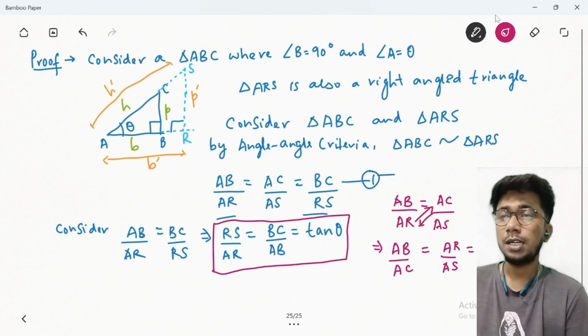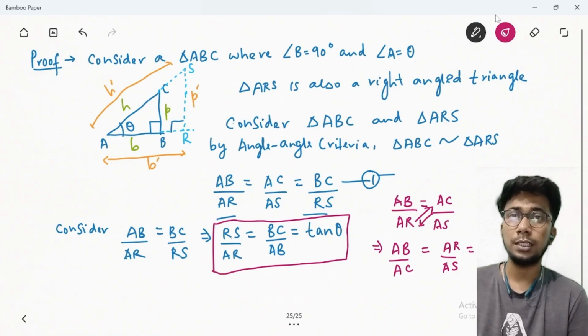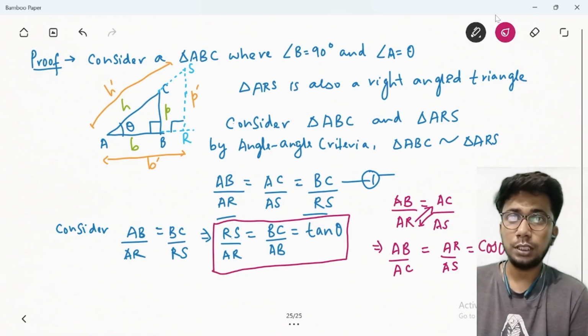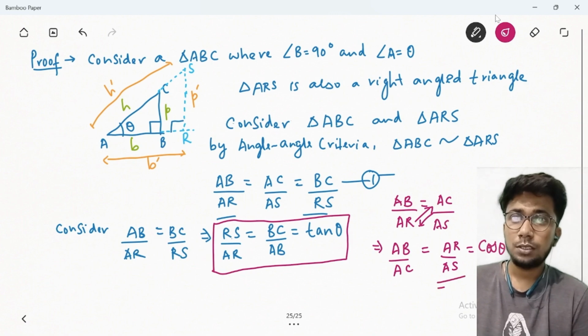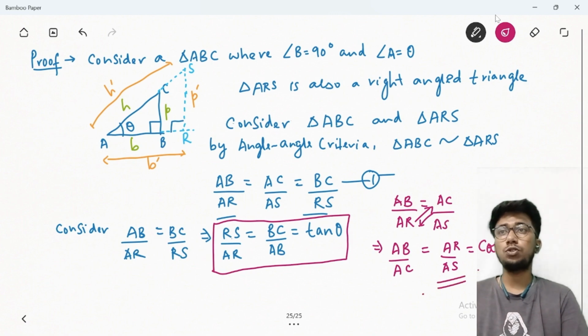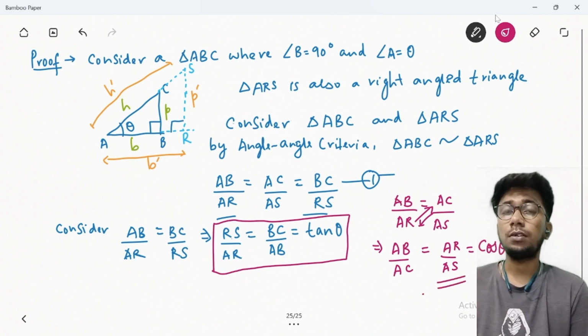And what is this? In triangle ABC, AB upon AC is what? B upon H. B upon H is cos theta. And similarly, in triangle ARS, AR, that is B dash upon AS, that is H dash, is what? It's again cos theta. तो ये हमारे पास cos theta होने वाला है. तो हमने देखा ट्राइंगल की साइज कुछ भी हो, the value of trigonometric ratio is going to be same.